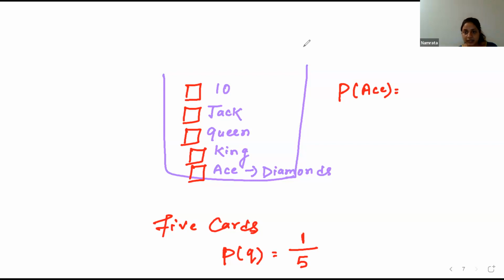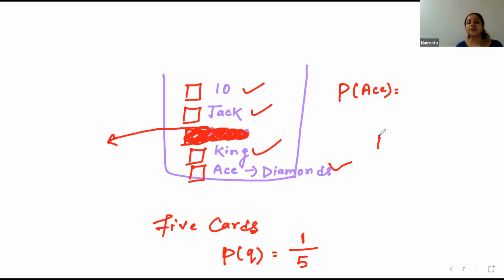If you are taking out one card and keeping it aside, now if you have taken one card, that is queen. Queen came out and you have kept it aside. So this is gone from the bunch. Now you have to find the probability of getting ace from the cards which are available to you. So how many cards are there? 1, 2, 3, 4. 4 cards are there. What do you want to pick? You want to pick ace. So you will be having 1 by 4. Yes or no?